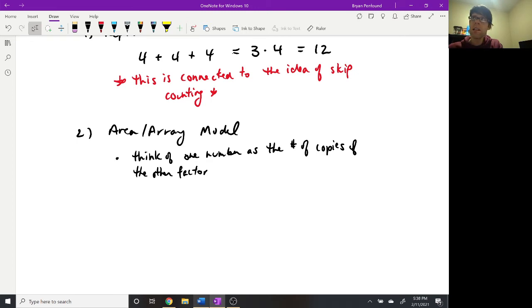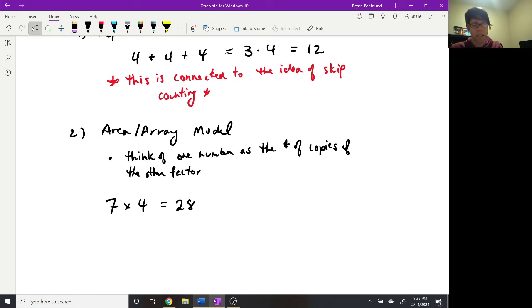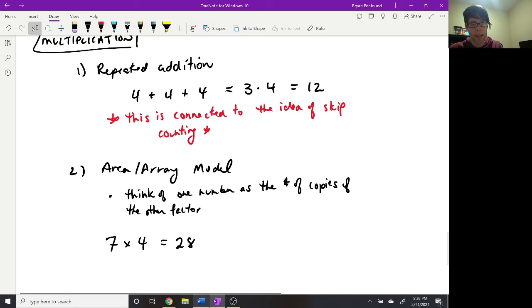So for instance, let's say we wanted to try to motivate... well, let's do 7 times 4. Okay, so 7 times 4 is what, 28? I think, yeah. So let's say we wanted to motivate 7 times 4 is equal to 28. Well, we have a couple different ways to do this. We could go back to the repeated addition, and we could write out 4 plus 4 plus 4 plus 4 plus 4 plus 4 plus 4. We could count up by 4s, right? Skip count by 4s. We can certainly do that to get to 28.